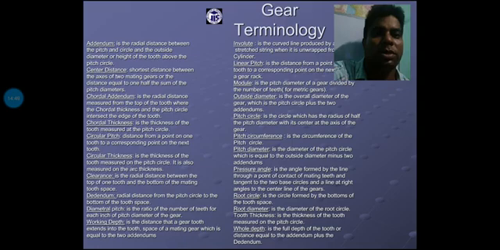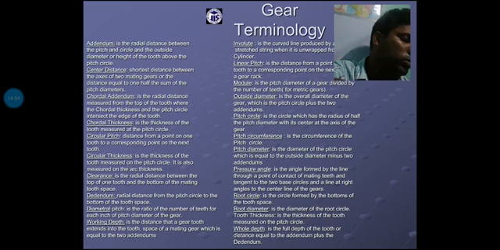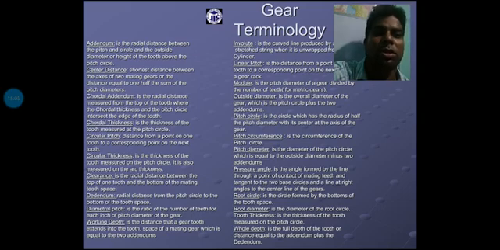Next, center distance. Center distance is when the two gears are connected or in matching condition, the center to center distance between the two gears. That distance is known as center distance.